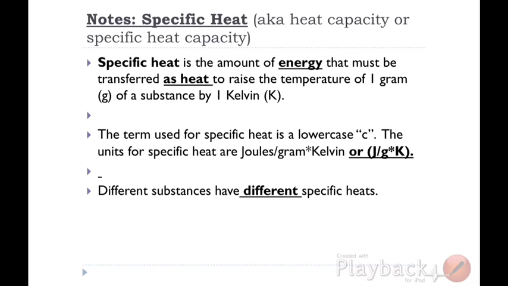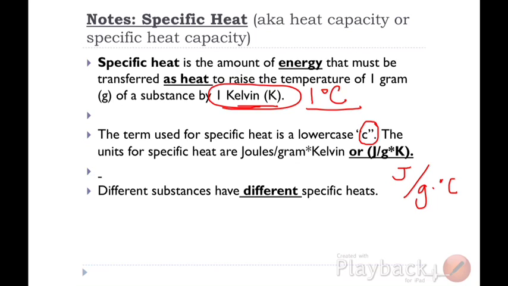So specific heat is the amount of energy that must be transferred as heat to raise the temperature of 1 gram of a substance by 1 degree Kelvin. Note that this could also be 1 degree Celsius because the size of degrees in both Kelvin and Celsius are the same. The general term used for specific heat is a lowercase c. The units for specific heat are usually joules per gram times Kelvin. You might also see joules per gram times degrees Celsius.